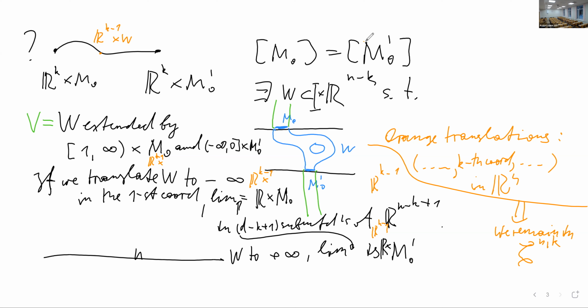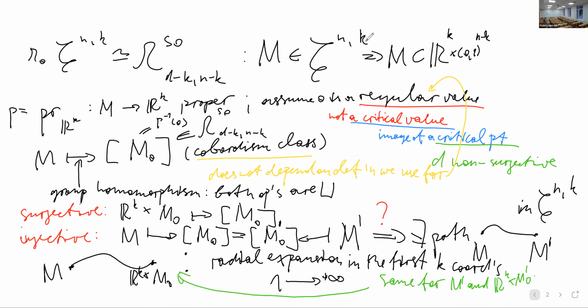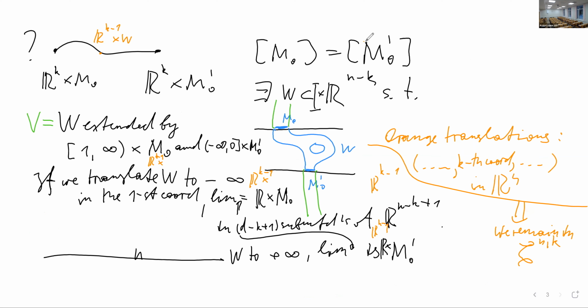Let's go back. We constructed a map from this group to this group. We want to show that this map is an isomorphism. It's more or less clear that the map is surjective. Now we want to show that it is injective. What does this mean? Well, this means if we have M and M prime which have the same image, then they should be in the same path component of this space. Well, we first join M with RK cross M naught, and we do the same for M prime and RK cross M naught. And then we join these two. And to do this, we need a cobordism between M naught and M naught prime.